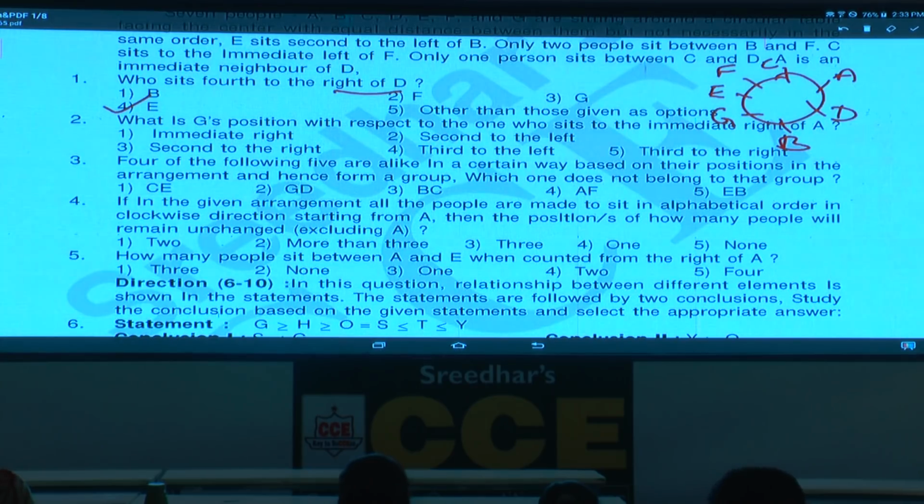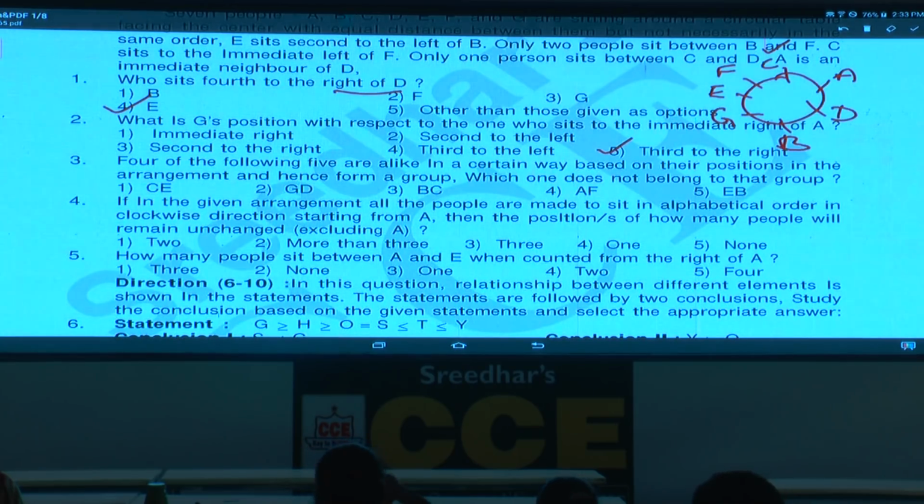Then what is G's position with respect to the one who sits to the immediate right of A? Who is to the immediate right of A? C. And with respect to C, G's position. G is 1, 2, 3, third to the right hand side. Isn't it? Third to the right, and it is given in choice 5.